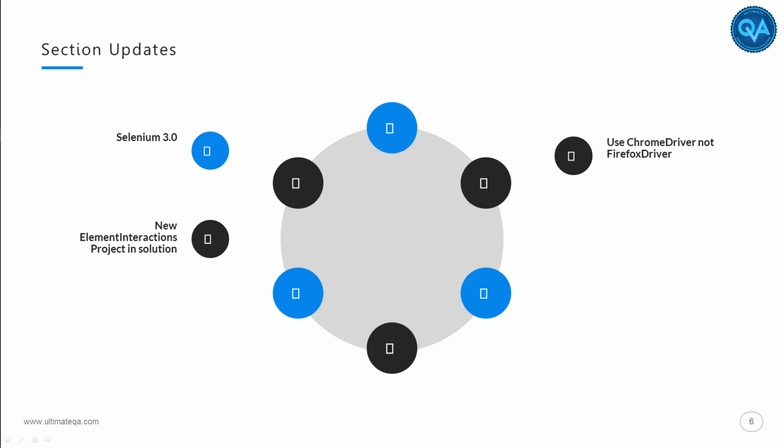I've also created an element interactions project in our framework solution. Prior to this, the element identification section was just in a single class. I've moved that class into an entire isolated project so that all element identification exercises that we do will be in that project. I'll show you that when we get into Visual Studio.